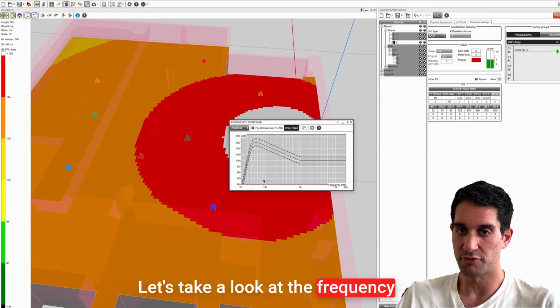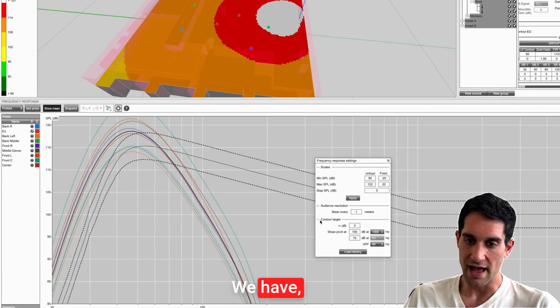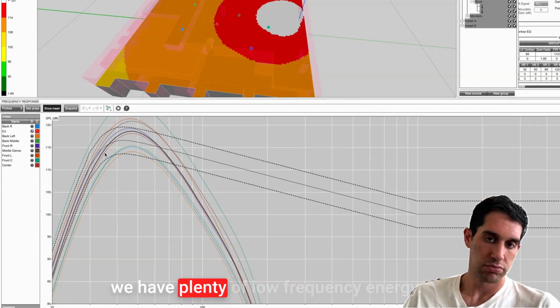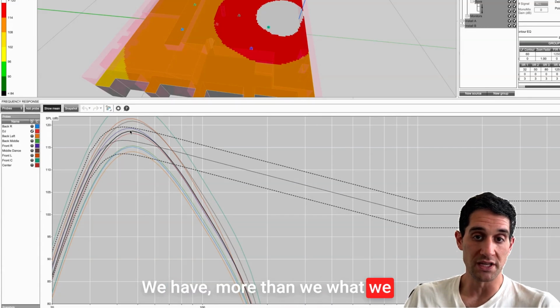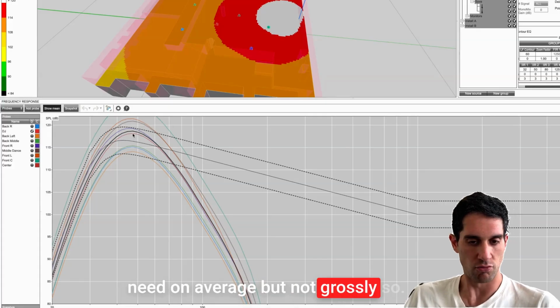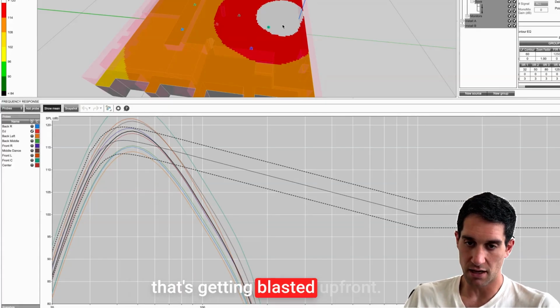Let's take a look at the frequency response from our probes. This is what I like to see. We have plenty of low frequency energy. We have more than what we need on average, but not grossly so. We do have one audience member that's getting blasted up front.